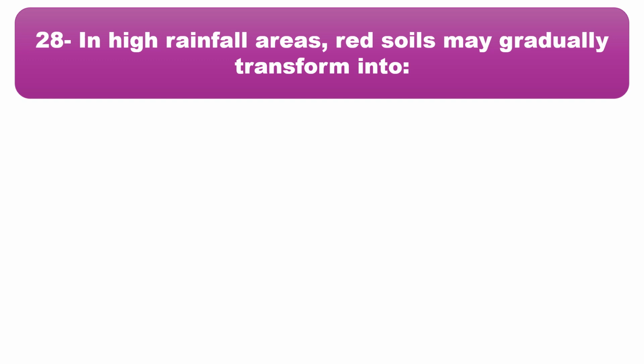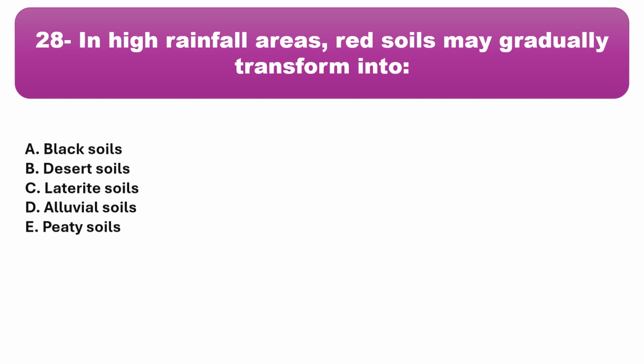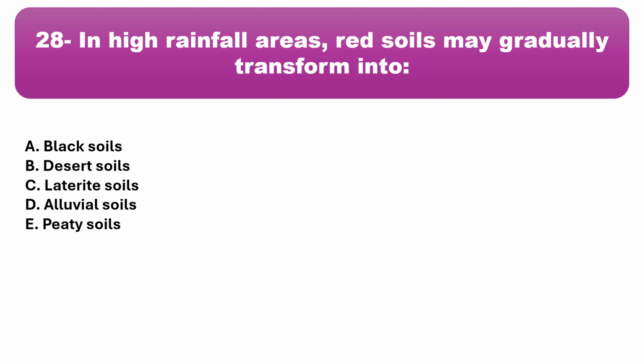Next question. In high rainfall areas, the red soils may gradually transform into, the options are black soils, red soils, laterite soils, alluvial soils, and option E. The correct answer here is under heavy rainfall, the red soils may transform into laterite soils.